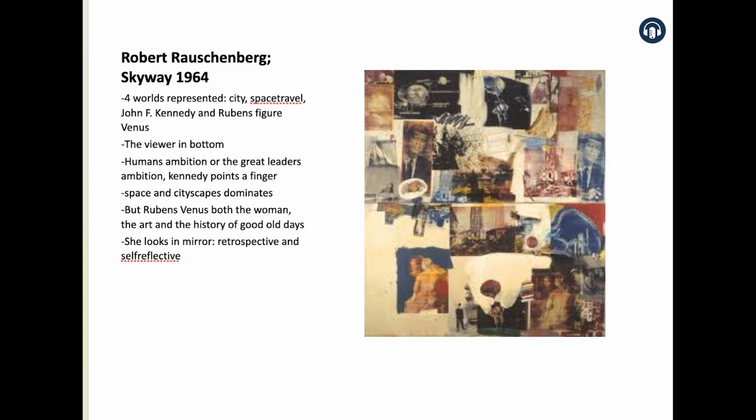Four worlds are represented: the city, space travel, John F. Kennedy, and Rubens' figure of Venus. The viewer is at the bottom, looking at the artwork. Humans' ambition, the great leaders' ambition. Kennedy points a finger to say that this is the ambition. Space and cityscapes dominate, but Rubens' Venus represents the woman, the art, and the history of the good old days. She looks in the mirror, retrospective and self-reflective.